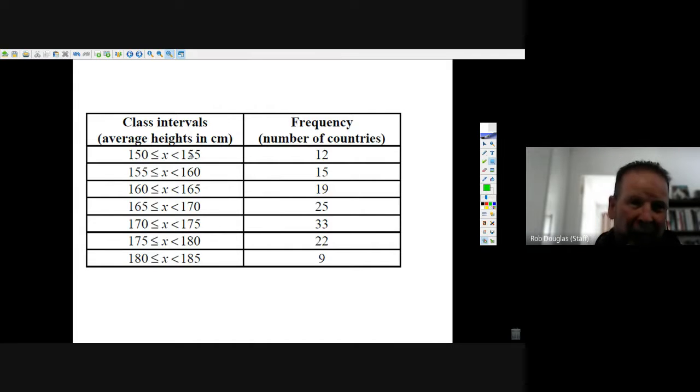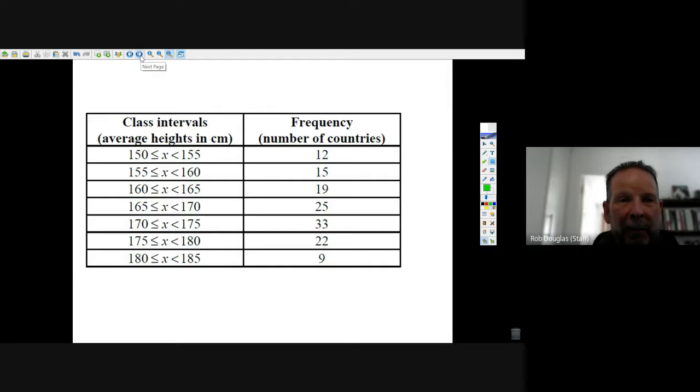This is continuous data because it isn't just one number. You could have 150.0003 centimeters or something if you had a really accurate measurement. So it isn't just discrete. Those are special numbers; these are like little tiny fractions of numbers. We say they're continuous. So 12 countries have a height between 150 and 155, 15 between 155 and 160, 19 between 160 and 165, and so on, 33, 22, and 9. So you just have to understand the table first.